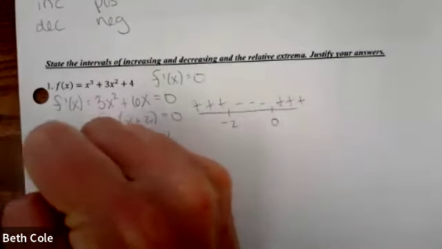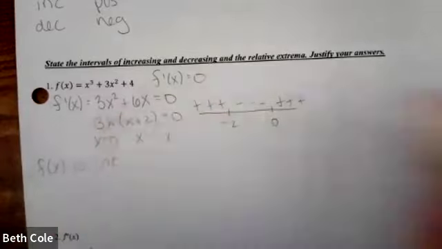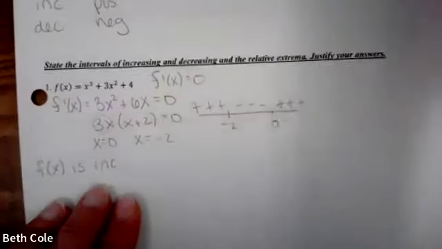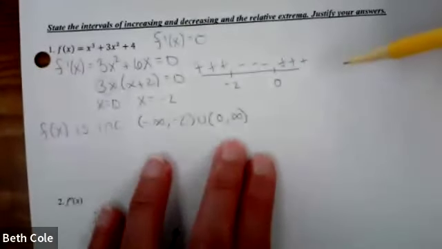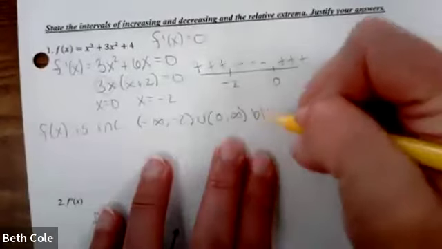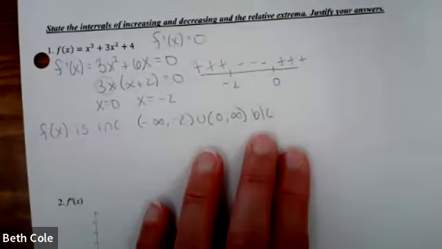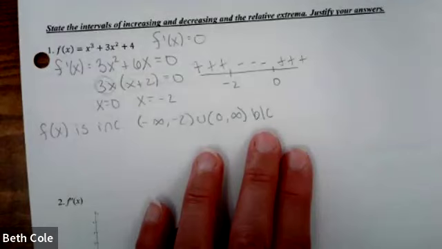So we're going to say f of x is increasing, and look at your number line. Where do you think, and just use your common sense, -infinity to -2 union 0 to infinity. You're correct, because you're all brilliant. Now why did you pick those sections? I'm sorry.